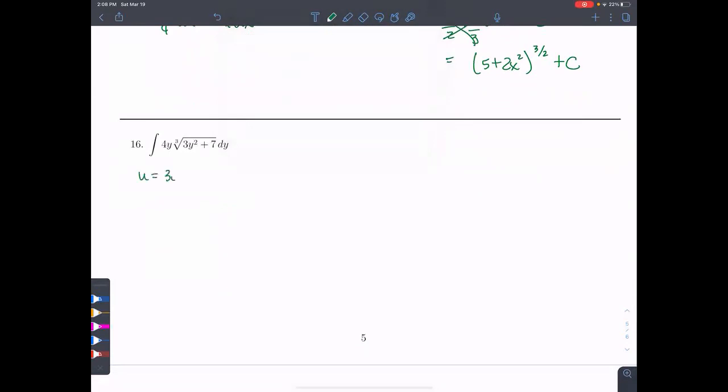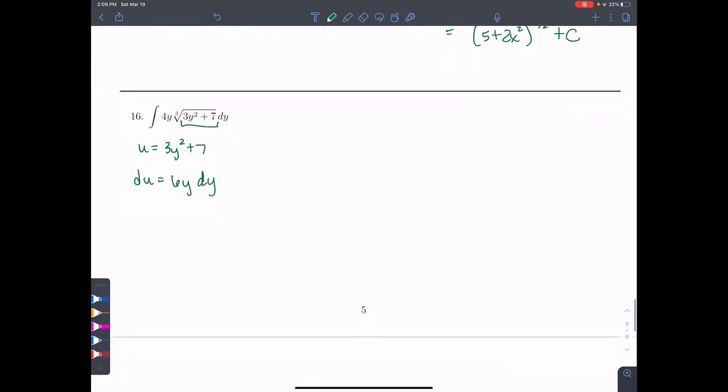U here is 3y squared plus 7. That's the inside function there. It's under that cubed root. So du is going to be 6y dy. I have 4y dy, but I'm just going to pretend like it's just y dy. So I'm going to pull that 4 out. So I have the cubed root of 3y squared plus 7 times just y dy. So divide by 6. So 1/6 du is y dy.